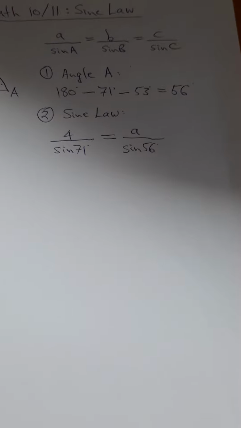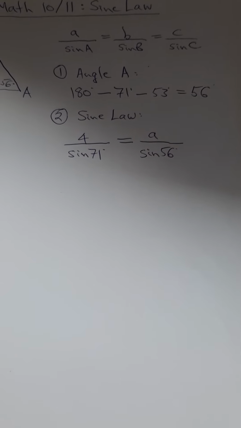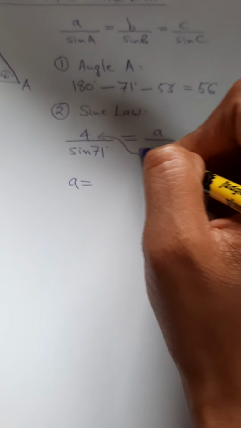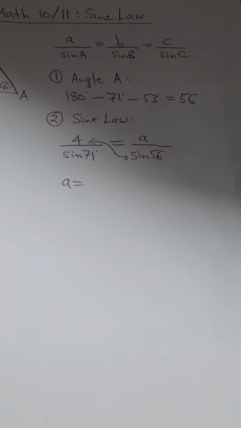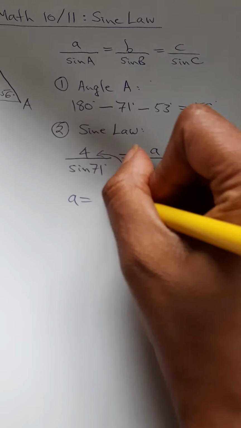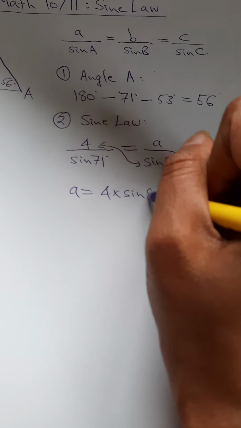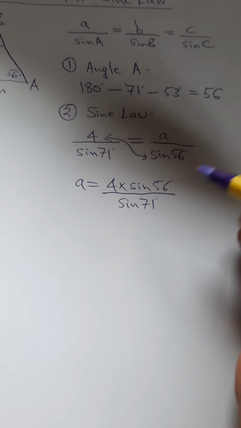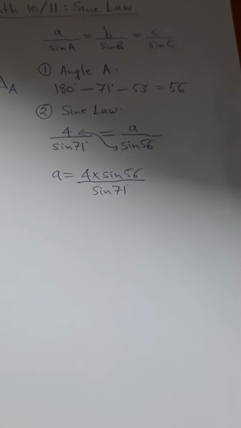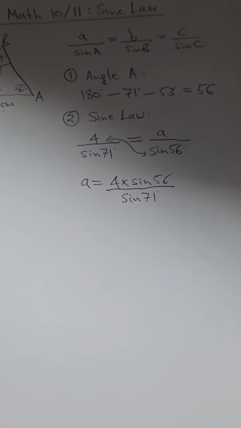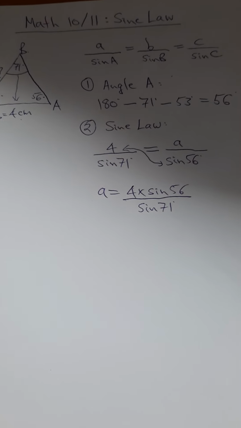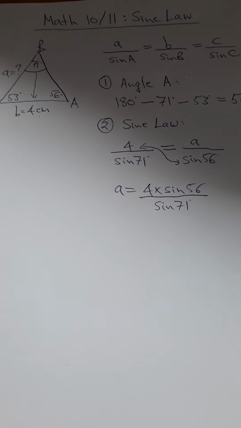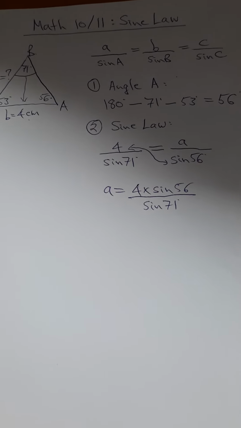Okay, so what we want to do here is just cross multiply. And again, when I say cross multiply, I mean we're just going to multiply these two values here. Okay, everyone can see that. So we're doing 4 times sine 56 divided by sine 71. Okay, and then what you're going to do is just substitute that into your calculator. Don't forget to press the sine button on your calculator.